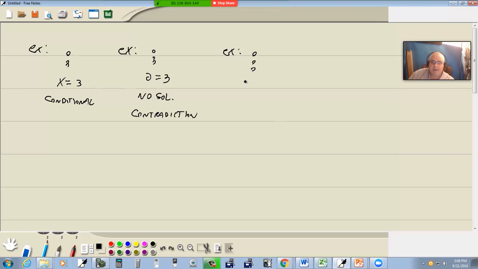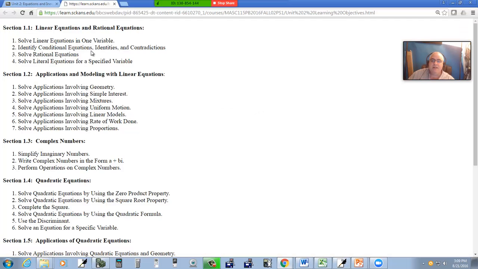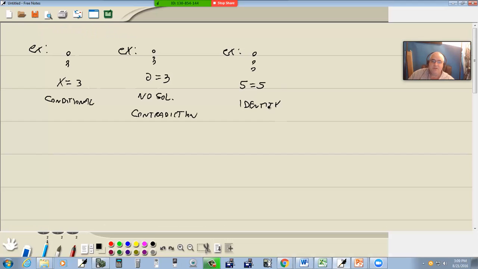And if I'm working a problem down and all of a sudden my x disappears again, and I come up with something that is always true, like 5 is equal to 5, 2 is equal to 2, 0 is equal to 0, this is our last case. This is an identity. But when we're saying identity, there's still an answer. There's actually an infinite number of answers. It means no matter what I plug into the original problem, it'll work. So that's a little bit different than our conditional, which came up with one answer.